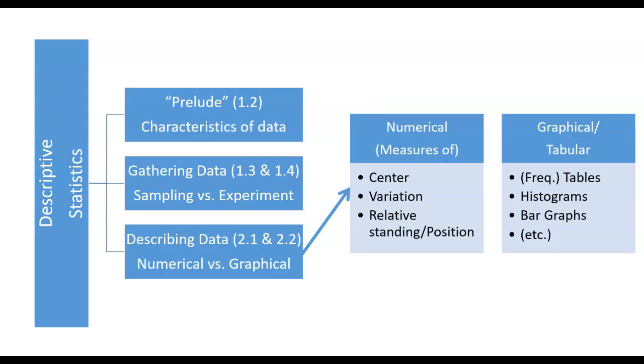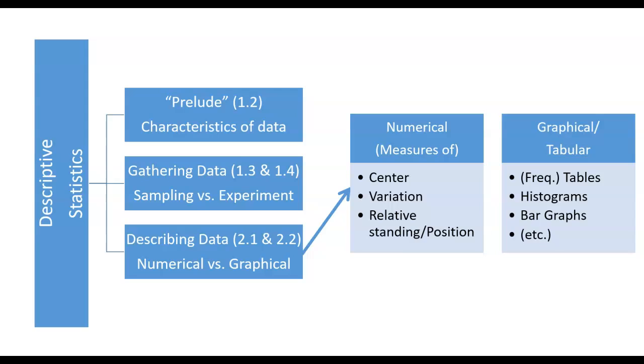The last thing I want to go ahead and mention is that in Chapter 2, we started looking at ways of summarizing data either numerically or graphically or tabularly. For the numerical methods, we had 3 different types of measures that we used to summarize data: measures of center, measures of variation, and measures of relative standing.